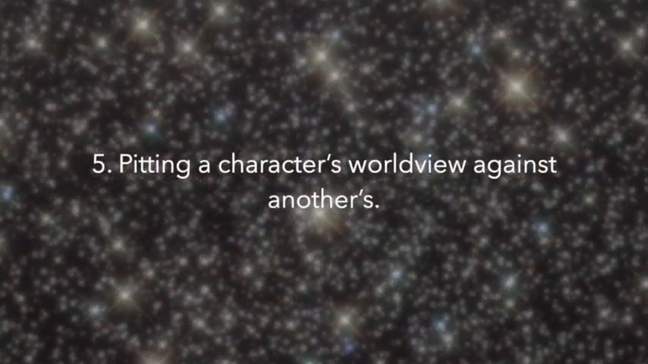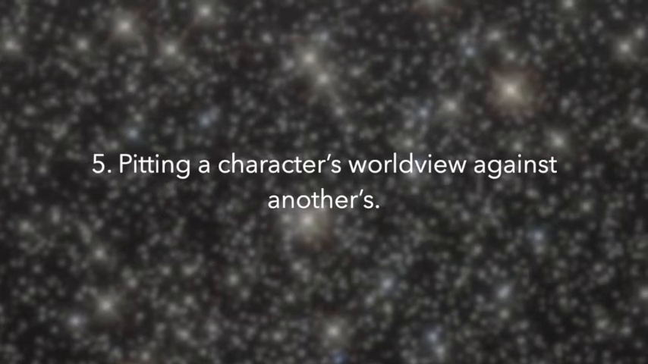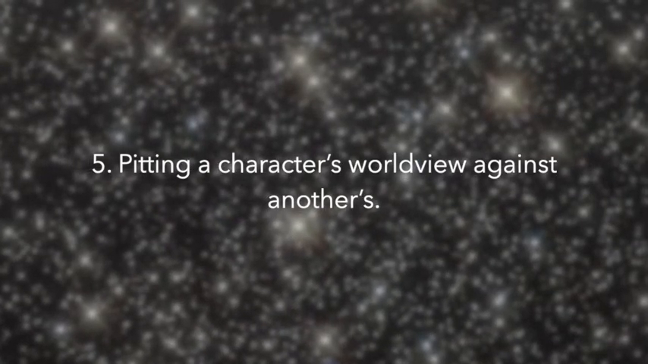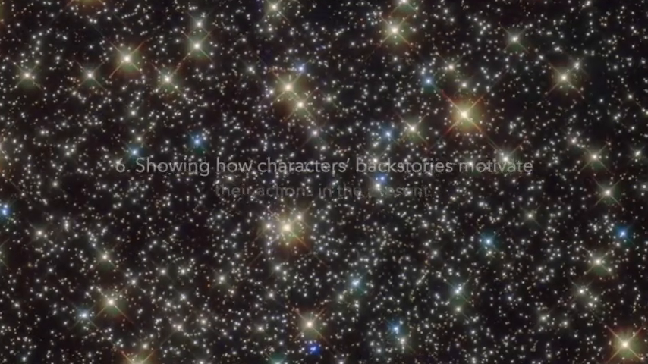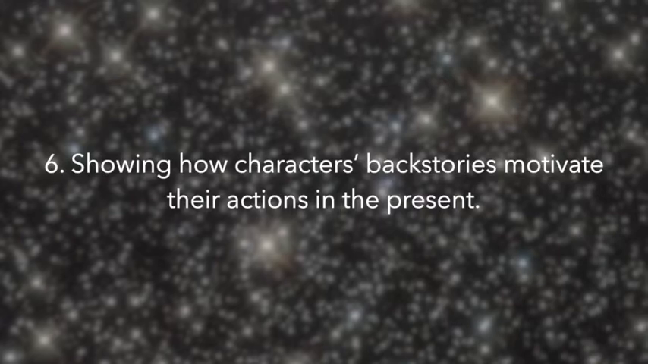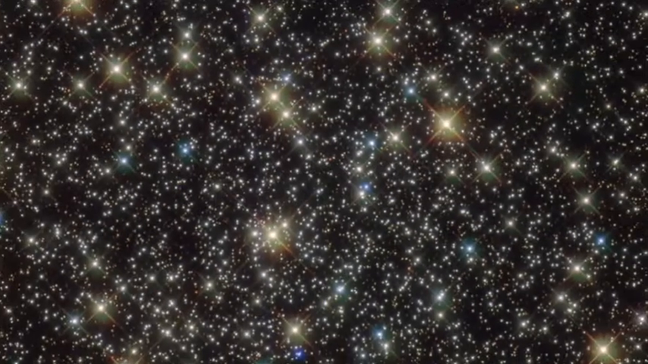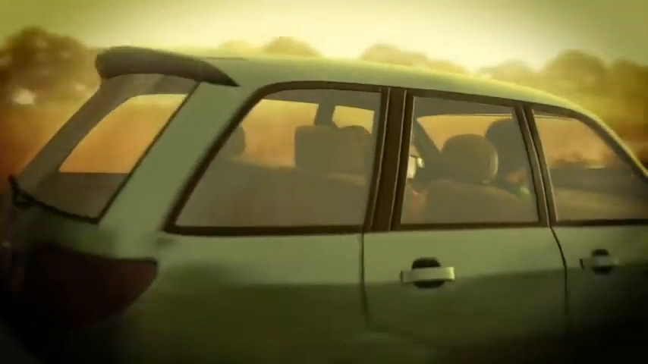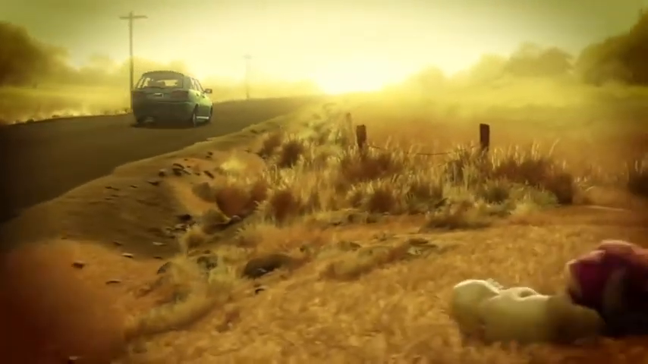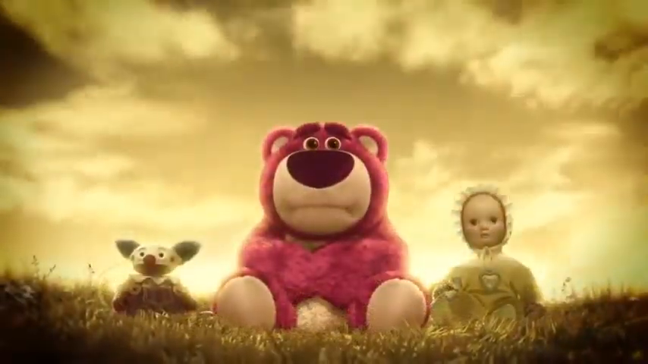Number 5. Pitting a character's worldview against another's. This is great when you have a group of characters that are forced to work together but disagree with each other's point of view or worldview. And number 6, showing how characters' backstories motivate their actions in the present. You could say that a character's motivation is founded on their backstories. You don't need to know your character's entire backstory, but it should be shown in little bite-sized pieces throughout. The list can go on and on.